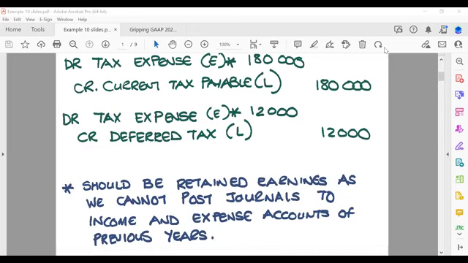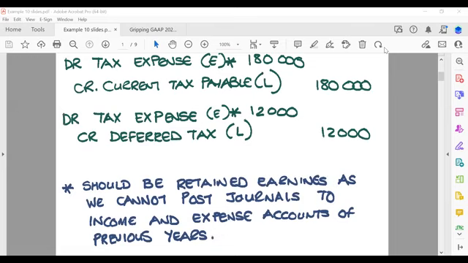So that 600,000 is an increase in our taxable income. Another question I've got is, this means that in tests and exams we use retained earnings. You use retained earnings when you're doing retrospective restatement, when you are correcting your opening balances. That is when you use retained earnings. Okay, so that is current tax. So that was step 3.